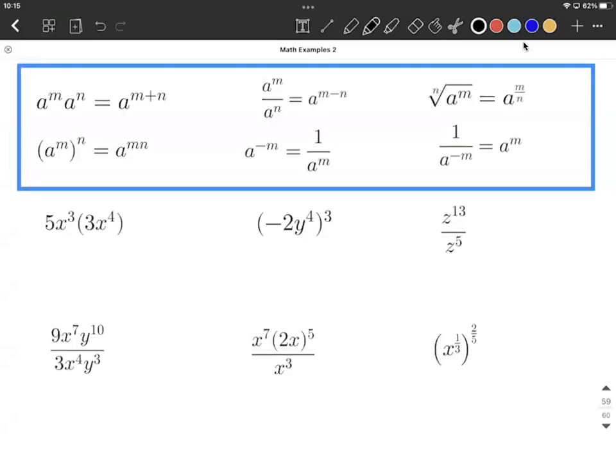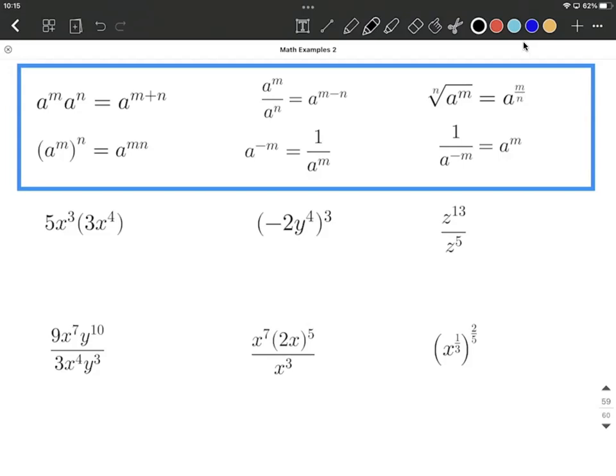Okay, some examples practicing our exponent rules. So we're going to go through some quick examples, and as you can see at the top we have our exponent rules, most of them listed out. Let's begin with 5x cubed times 3x to the fourth. Not too bad here, everything's multiplied together.